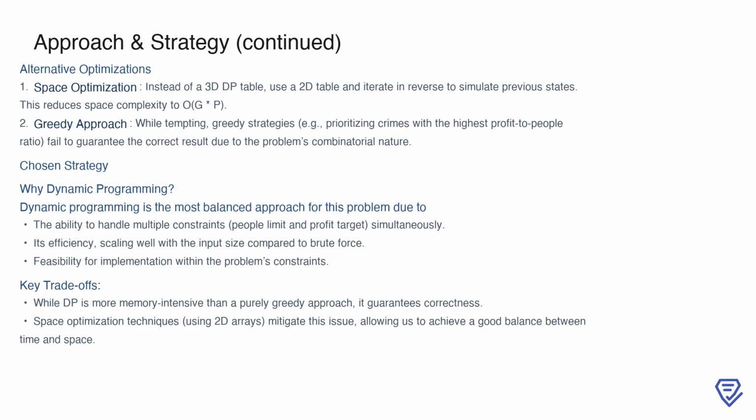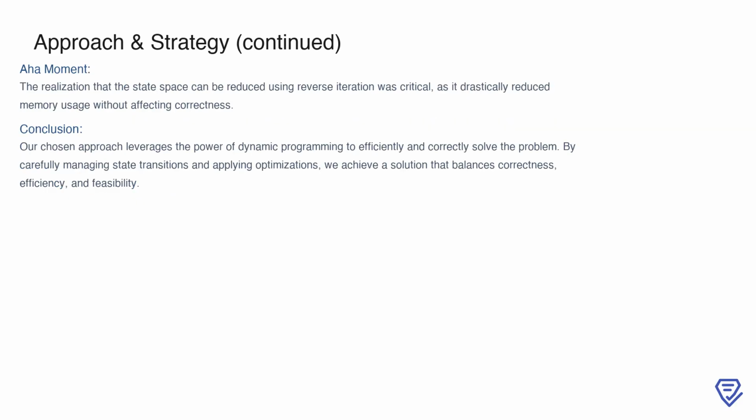Ultimately, dynamic programming strikes the right balance. It handles the constraints on people and profit effectively, scales well with input size, and guarantees correctness. While it is more memory-intensive than a greedy approach, using space optimizations ensures we can address this drawback while maintaining efficiency. The breakthrough realization here was that we could significantly reduce memory usage by employing reverse iteration, which allowed us to simulate previous states without storing them in a 3D DP table.